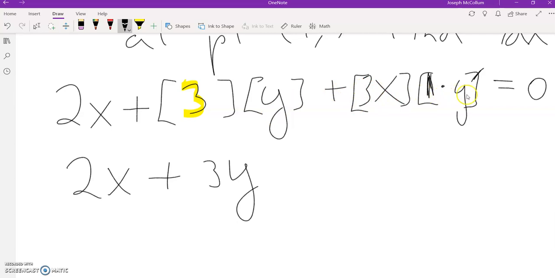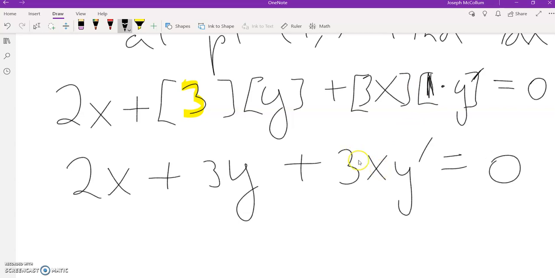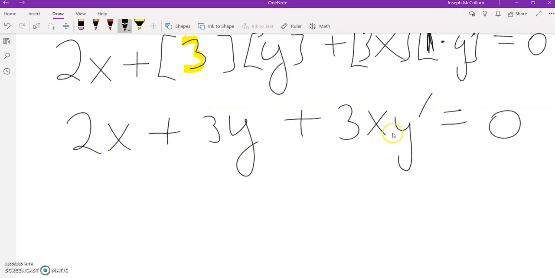3x times 1y prime is 3xy prime. You would just smush all these together because that's proper algebra, proper multiplication. We're going to be using a lot of algebra when we do implicit derivatives. So there is my expression a little bit simplified. So we're always going to use the same rules of algebra now.